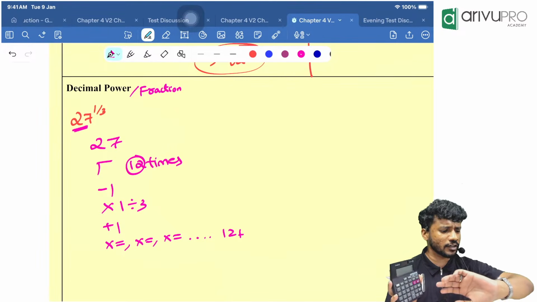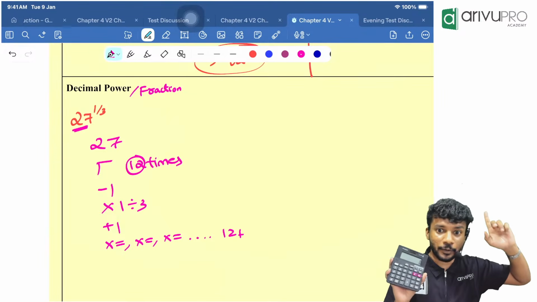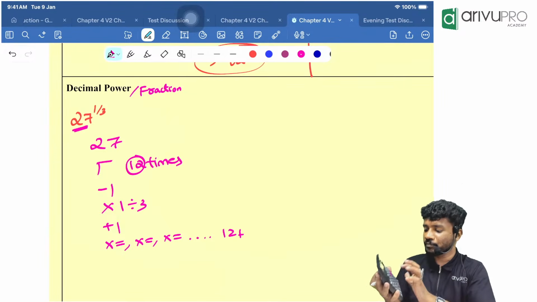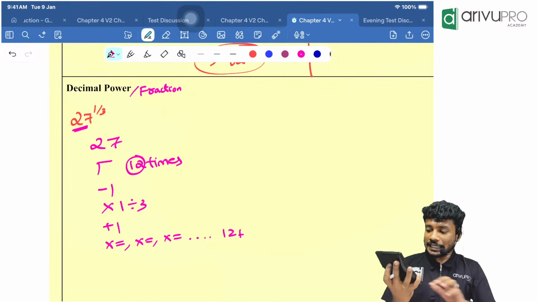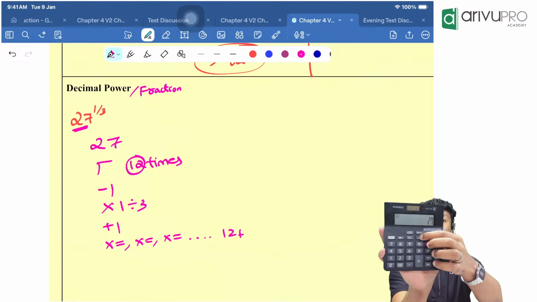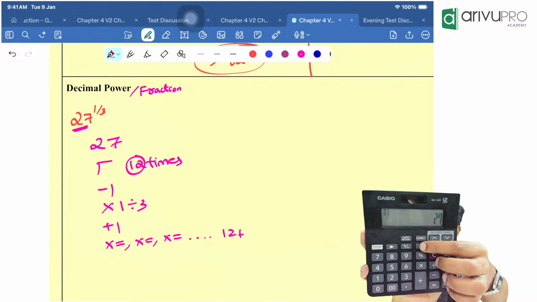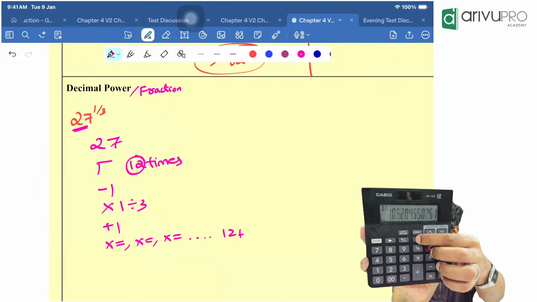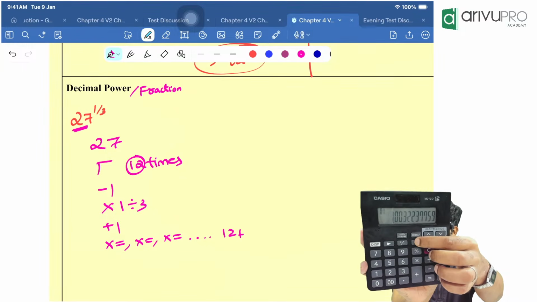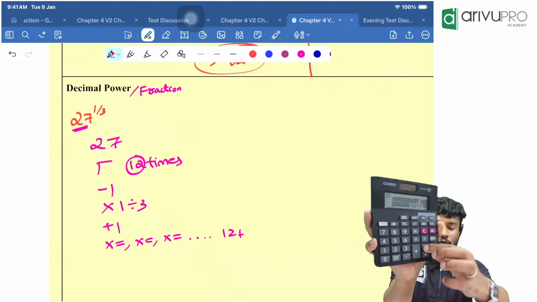I will solve around 6 or 7 questions based on this calculation trick, so that you will eventually become a pro. Again I will repeat. Type the base number, 27. Then root how many times? 12 times. Click the root button, it is there on your calculator, right? Click 12 times. After that, minus 1.